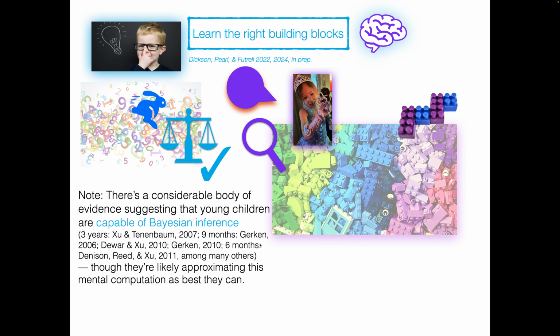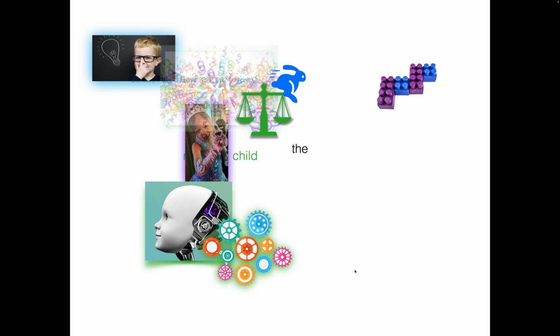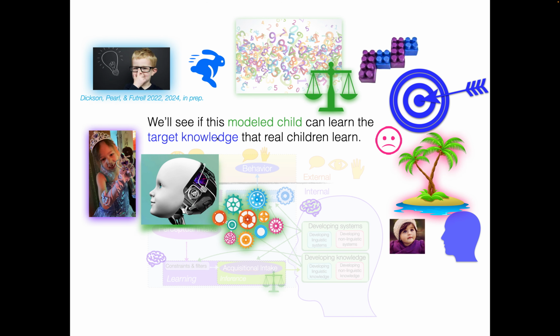Now, just to quell any worries you might have about how plausible this Bayesian inference thing is, it turns out there's a considerable body of evidence suggesting that young children are capable of Bayesian inference, or approximating this mental computation as best as they can and doing it pretty well. And in human cognition in general, there seems to be a variety of evidence that human minds can do something that looks like Bayesian inference. So our modeled learners here, using this learning theory, are going to be using Bayesian inference to try to find the best building blocks. So that's what our modeled child is going to be doing. So we'll see if this modeled child can learn the target knowledge that real children seem to learn.